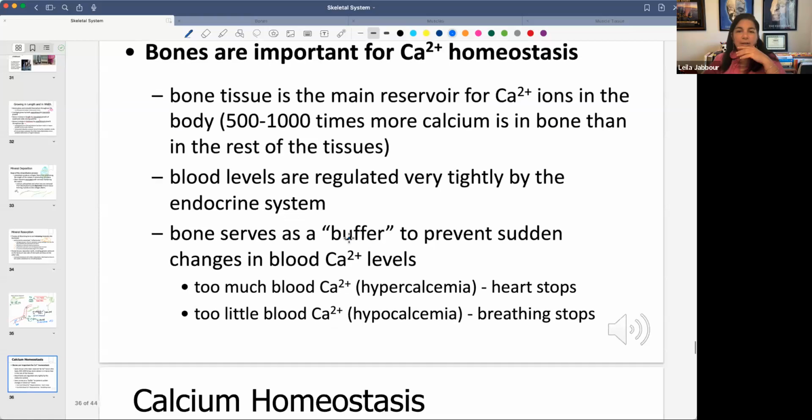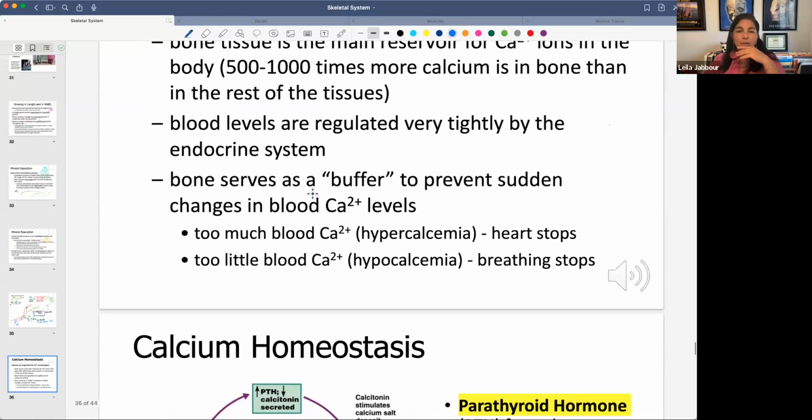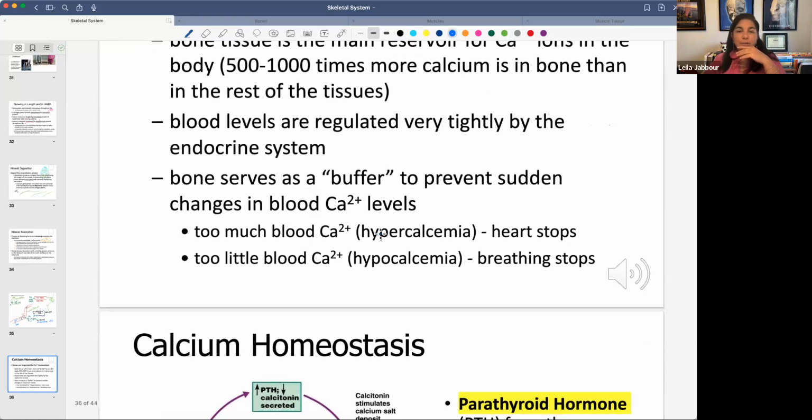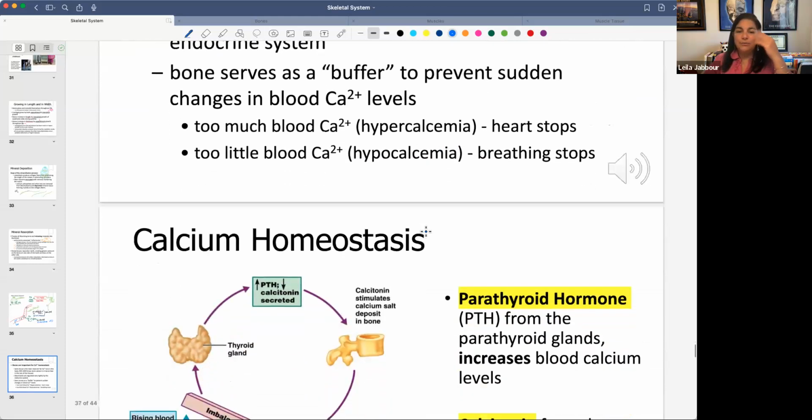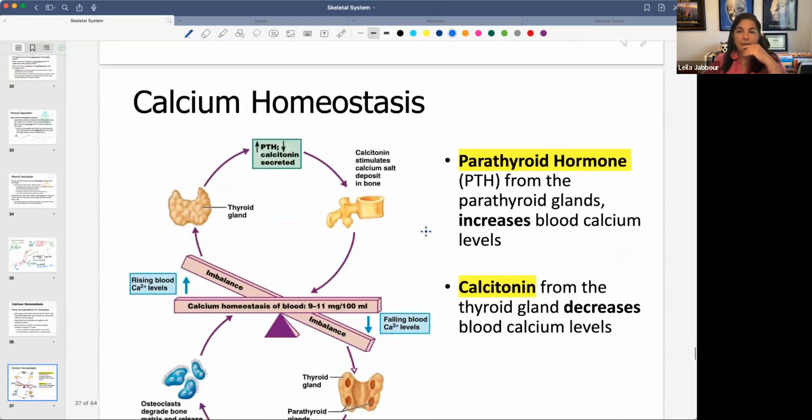Okay, so these calcium blood levels are very tightly regulated. Too much blood calcium leads to hypercalcemia. The heart can stop with too much calcium in the cardiac cells. Too little blood calcium is called hypocalcemia. You can have breathing issues with too little calcium. Calcium is very important for muscle contraction.